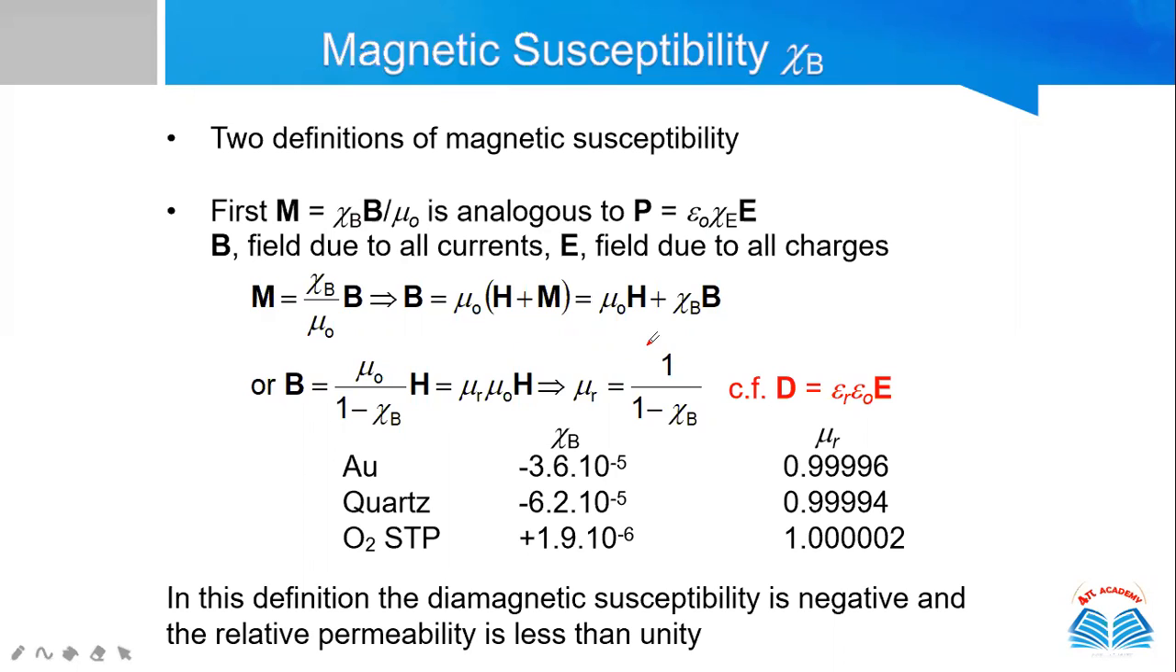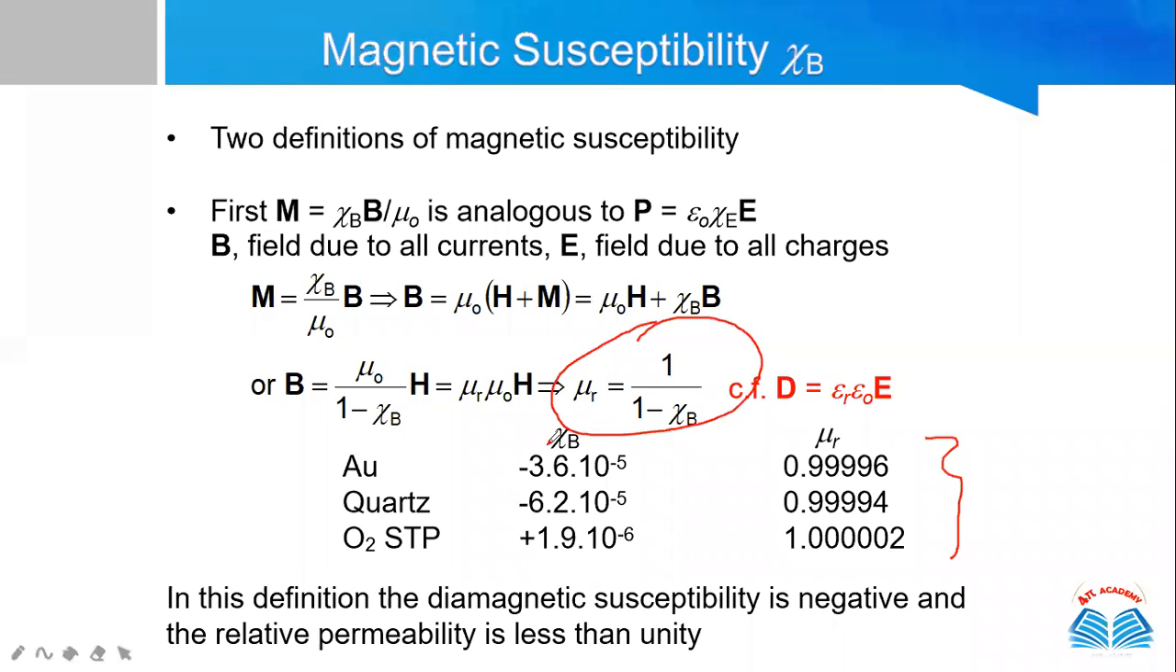We just have to do some calculation, and these are the tables for quartz, aurum, and oxygen molecule at STP. The values of chi B and mu r. Mu r is the relative permeability. The relation between mu r and chi B is this one. You can calculate it from here also. And chi B is the magnetic susceptibility.